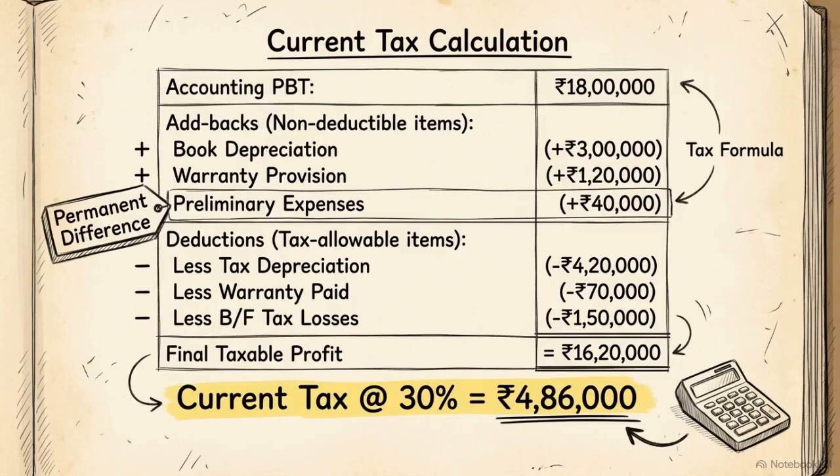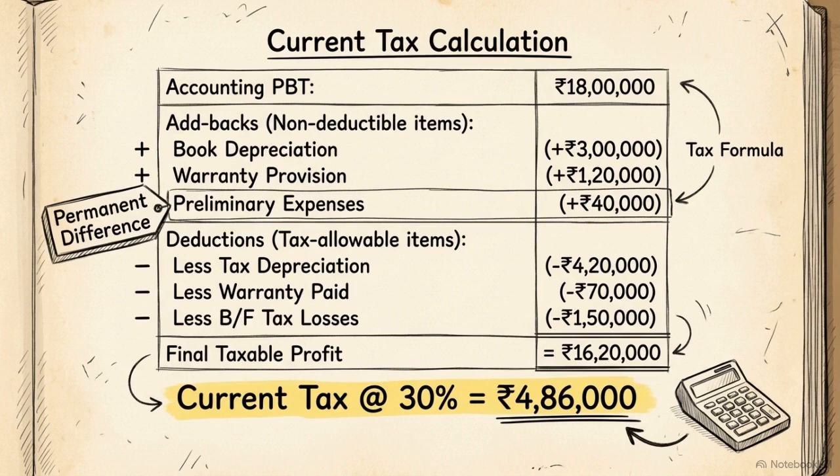Because the tax code disallows this expense entirely, it is classified as a permanent difference. It increases our current taxable profit, but will not result in a deferred tax impact later. From this adjusted total, we subtract the specific deductions allowed by law: 4,20,000 for tax depreciation, 70,000 for actual warranty claims paid, and 1,50,000 of utilized brought forward tax losses.